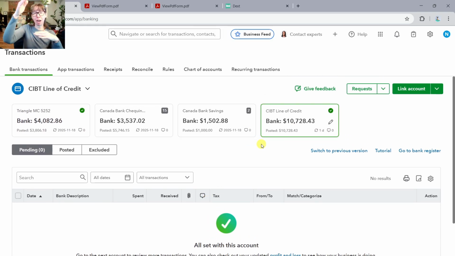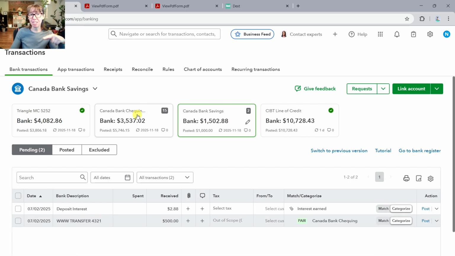Let's keep moving up to the next most used, which would be the Canada Bank savings. We end on the operating account, right? We start with the credit cards and go to the savings because of all the different payments and transfers. If we're seeing it first from the smaller accounts, it makes reconciling the larger account a lot easier.